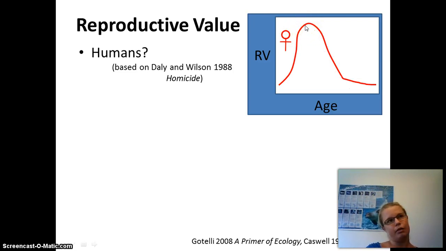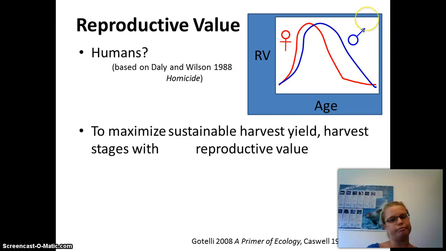And what about for men? Remember, men can have fertility much later in life. So again, it starts slow as a child, and then it increases, and it stays relatively high throughout life, until finally not having any more reproductive value.